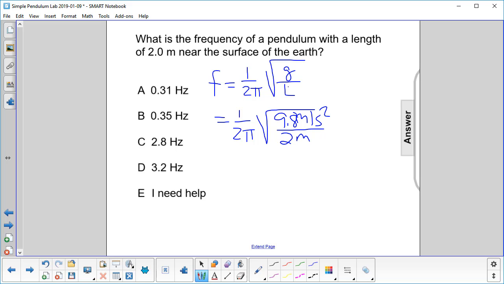Let's look at the units. The meters cancel out, and we're left with 1 over second squared. Take the square root of that, 1 over second, which is hertz, and we get 0.35 hertz. Answer is B.